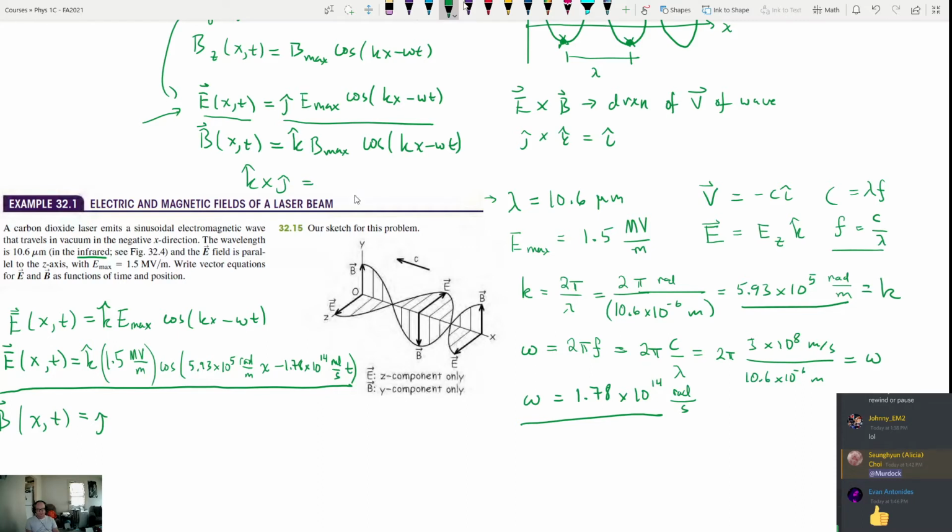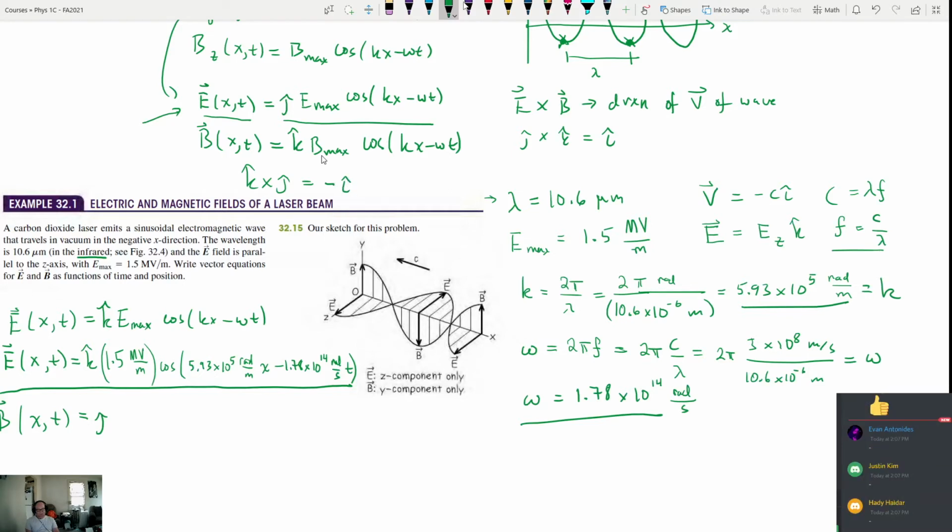Can you all tell me what's k cross j equal to? K hat cross j hat. It's got to be i hat, but is it positive i hat or is it negative i hat? You can use the right-hand rule to figure it out. It's negative i hat, I think that's right.